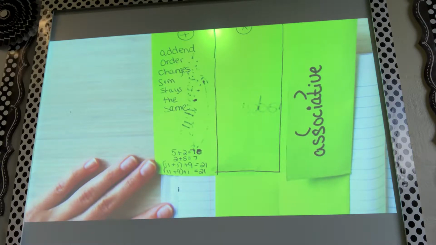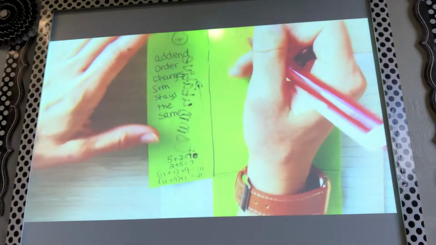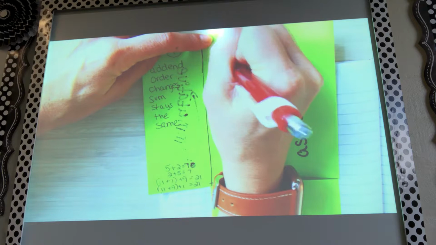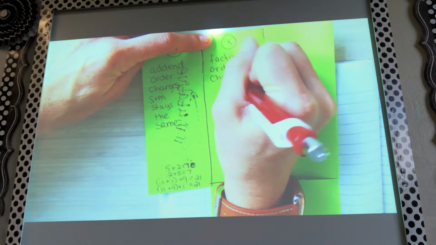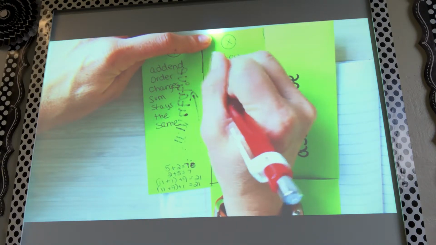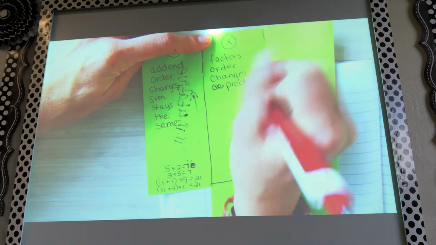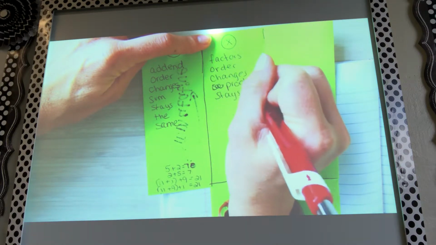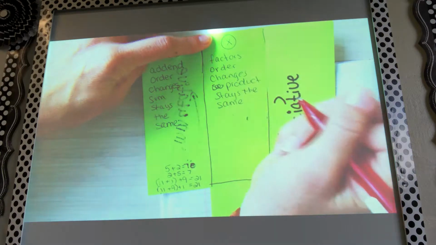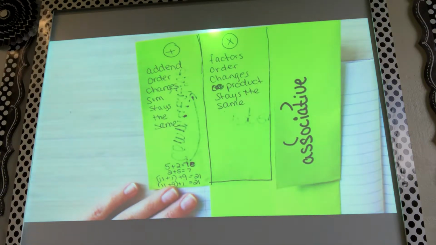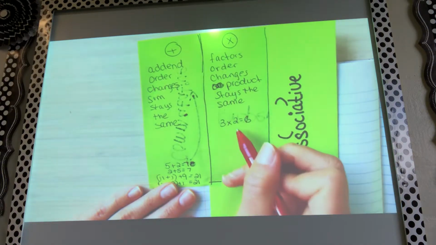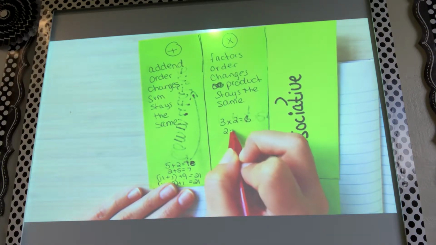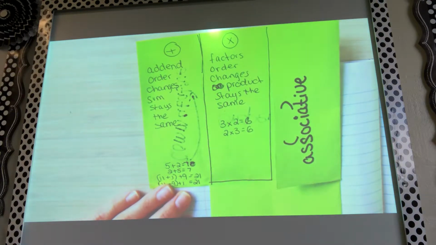Well, the one of multiplication is quite the same as well, except if we flip our factors, order changes, oh, not sum, product stays the same. So, doesn't matter if I move those factors, still going to result in the same product. Like 3 times 2 equals 6. If I commute 2 over here, 3 over here, my product is still 6.